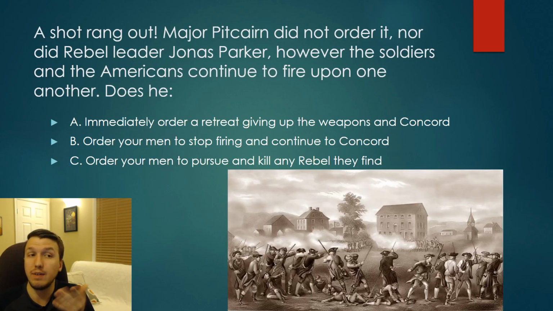So, funny enough, a shot rang out, and to this day we still don't know who did it. Major Pitcairn did not order it, nor did the rebel leader Jonas Parker. However, both sides began and continued to fire upon one another. Does Major Pitcairn A, immediately order a retreat, giving up the weapons and Concord? B, order your men to stop firing and continue to Concord? C, order your men to pursue and kill any rebels they find?